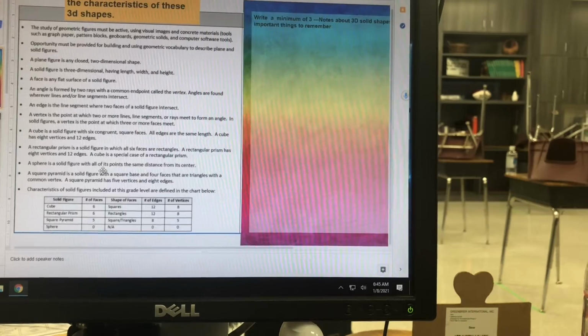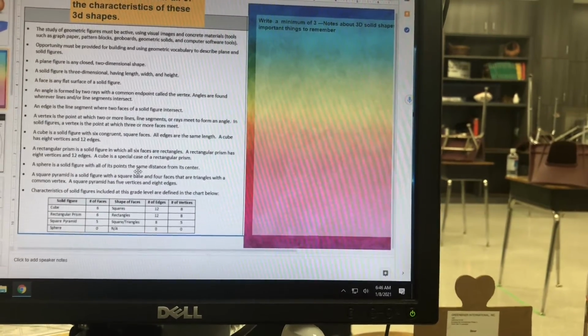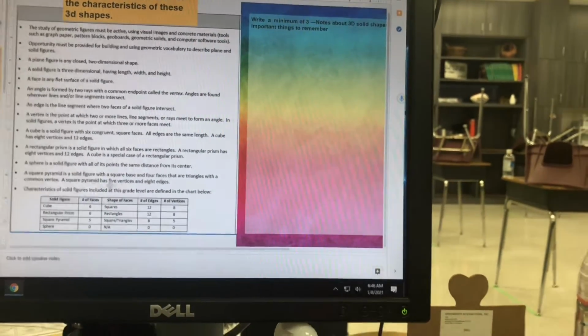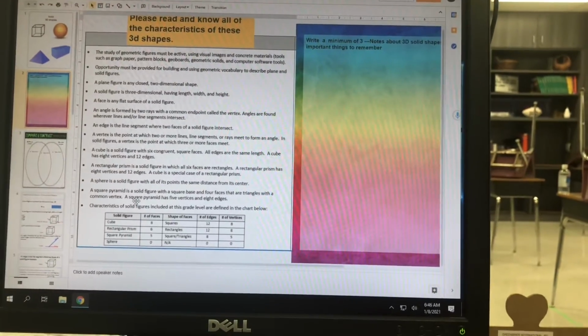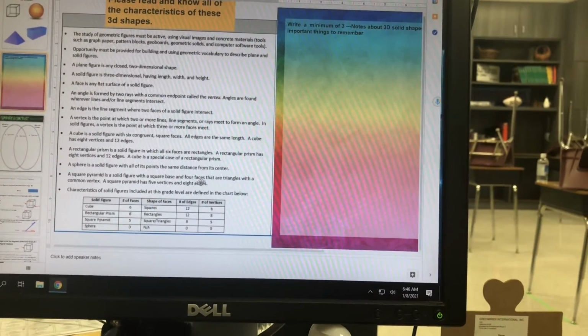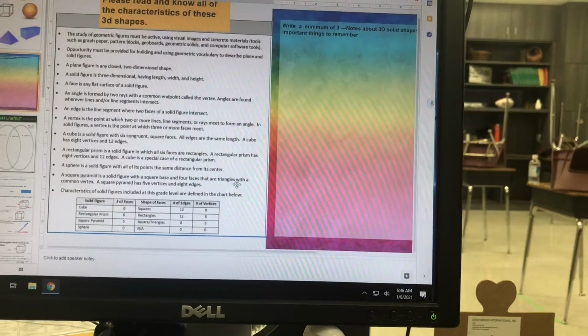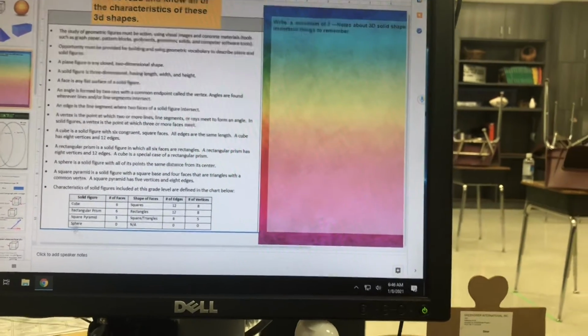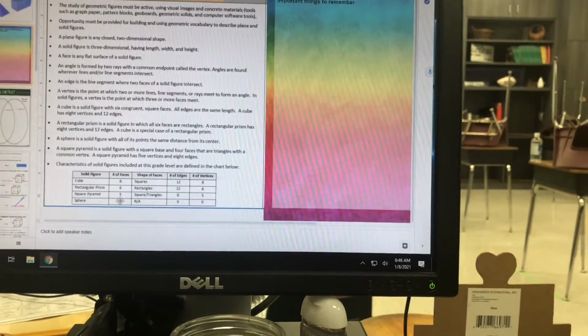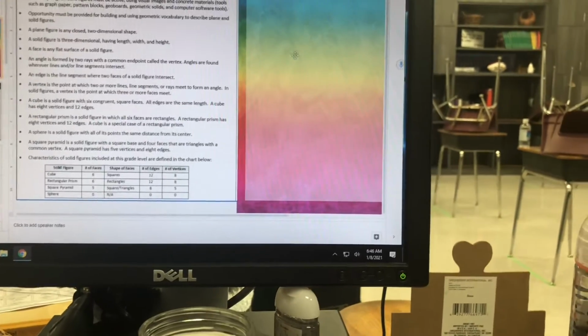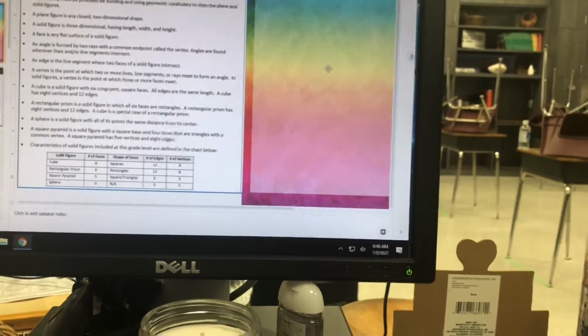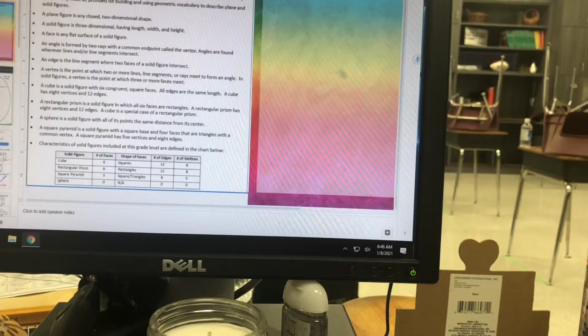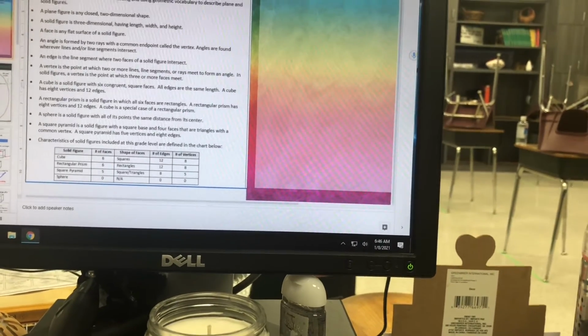A sphere is a solid figure and all of its points are at the same distance from the center. A square pyramid is a solid figure with a square base and 4 faces that are triangles with a common vertex. And then there's that chart again that talks about those figures. So give me 3 things that you learned from the left side. Write down 3 things on the right.